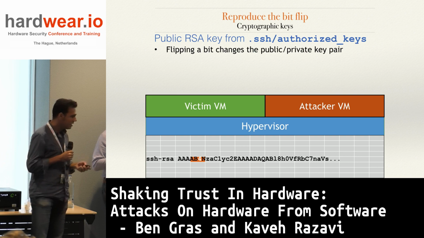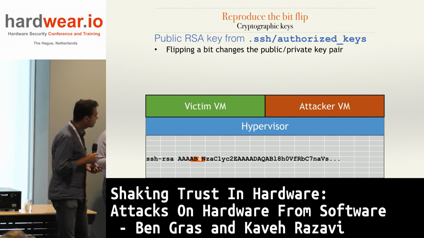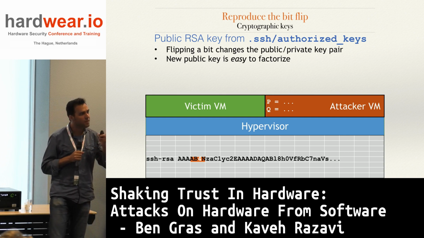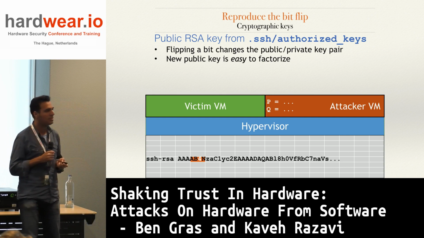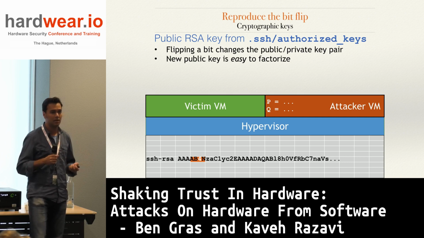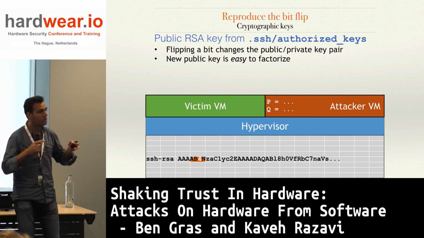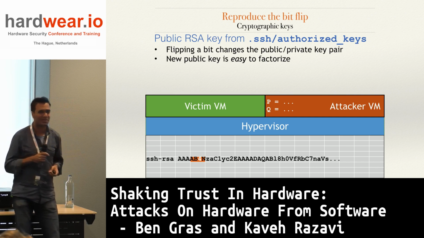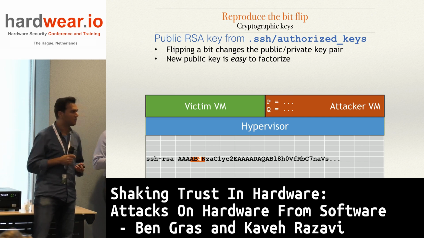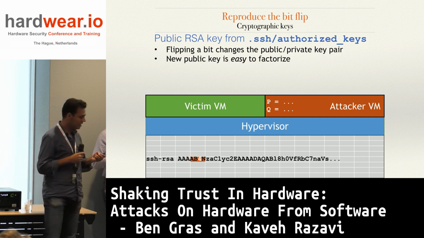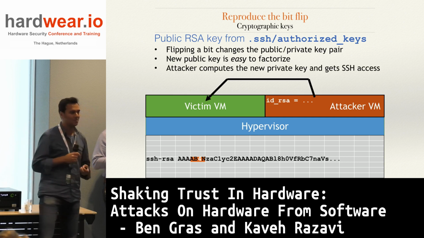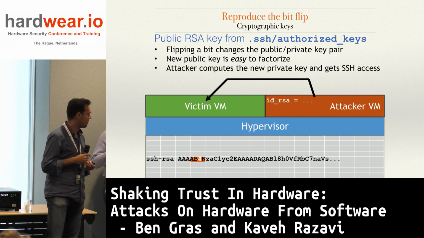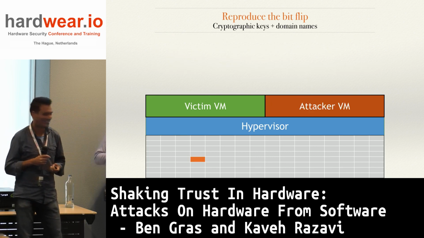But if you target the RSA public key and you flip a bit into this public key, suddenly this property breaks down. Instead of this public key being a multiplication of two large primes, it becomes a multiplication of many small primes. And then suddenly it becomes very, very easy to factorize it. And once you factorize it, you can generate the private key and you can SSH to your victim VM. And this is the way that we use to compromise OpenSSH.